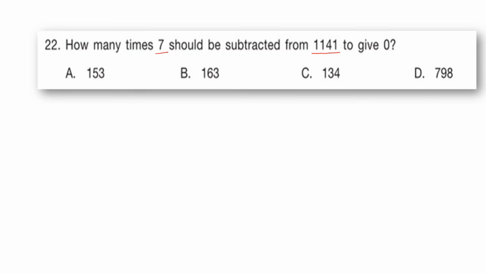Well, let's look at this together. Now they are asking how many times 7. That means 7 times how much will give us an answer which when subtracted from 1141 will give 0. And only 1141 subtracted by itself will give 0. Hence we want to find the answer of 7 times what is 1141. And for that we need to divide 1141 by 7.